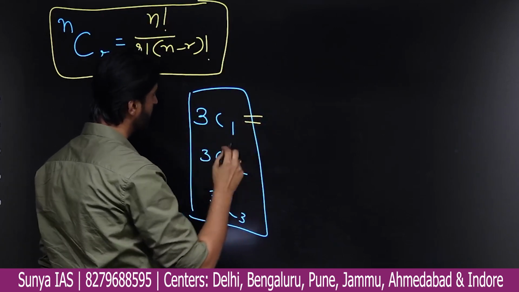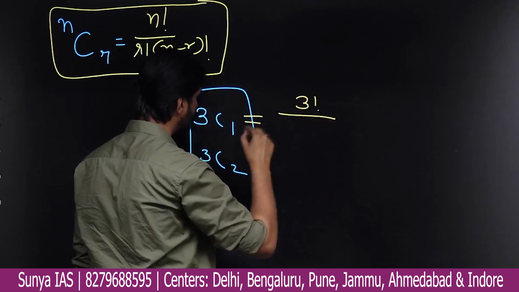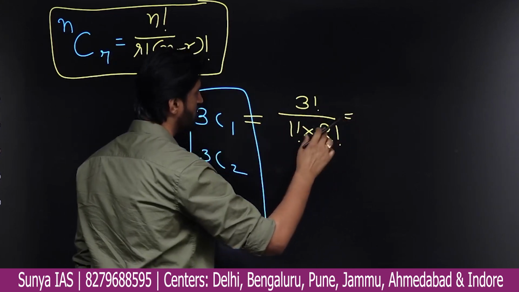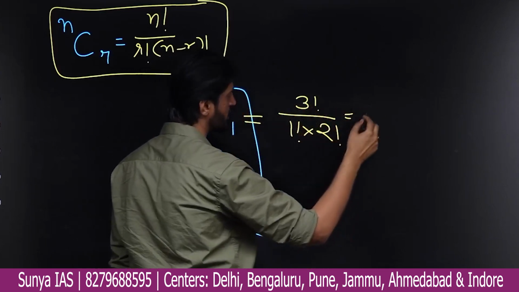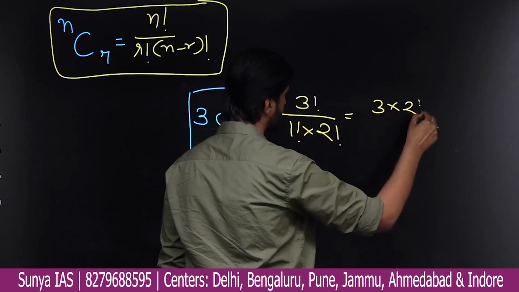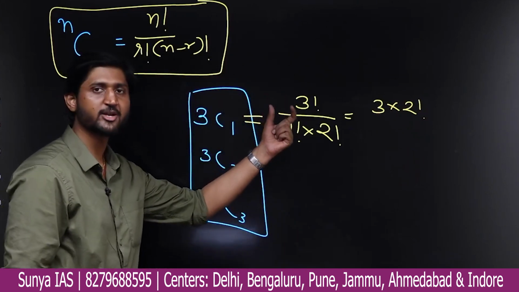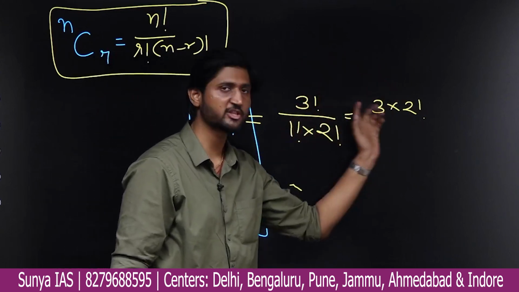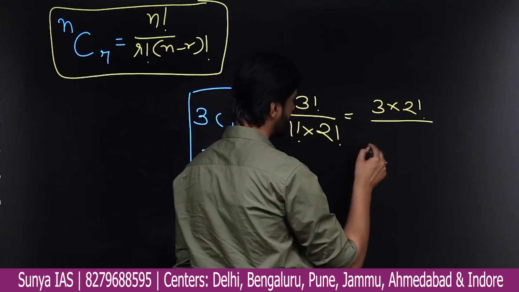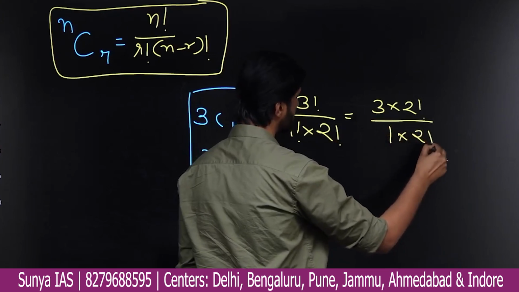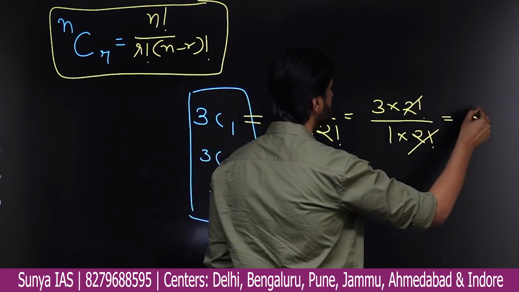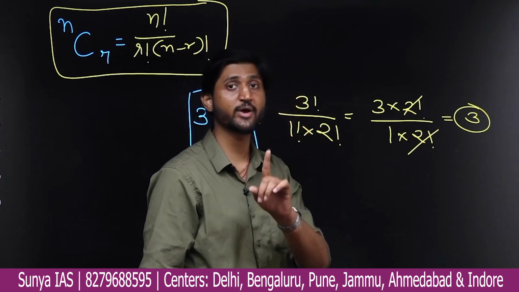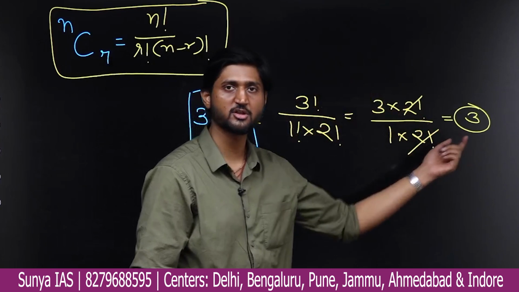So for 3C1 we will have 3 factorial divided by 1 factorial multiplied by (3 minus 1), that is 2 factorial. So I can write 3 factorial in this way, 3 into 2 factorial. Is it okay? 3 factorial is nothing but 3 into 2 into 1. Now if I take just 3 out of it, we are left with 2 into 1, which is nothing but 2 factorial. Similarly here 1 factorial is nothing but 1 and we have 2 factorial as it is. When we cancel it out, we get 3. So we saw earlier the ways in which you can select one alphabet out of 3 alphabets, and that was 3 options we had.